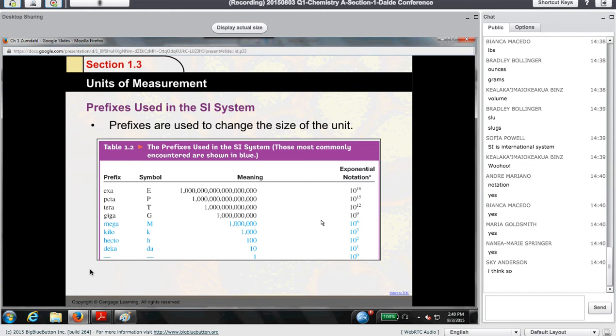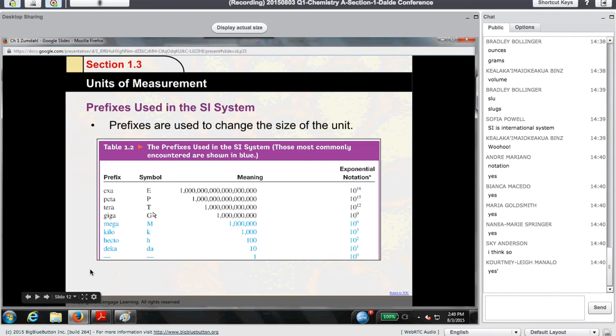If I want to talk about like a gigabyte, how many bytes am I talking about? 1 million. It's actually a billion. Oh, it's a billion. Yeah. You can look at this table, and after a while, you'll have parts of this table memorized.